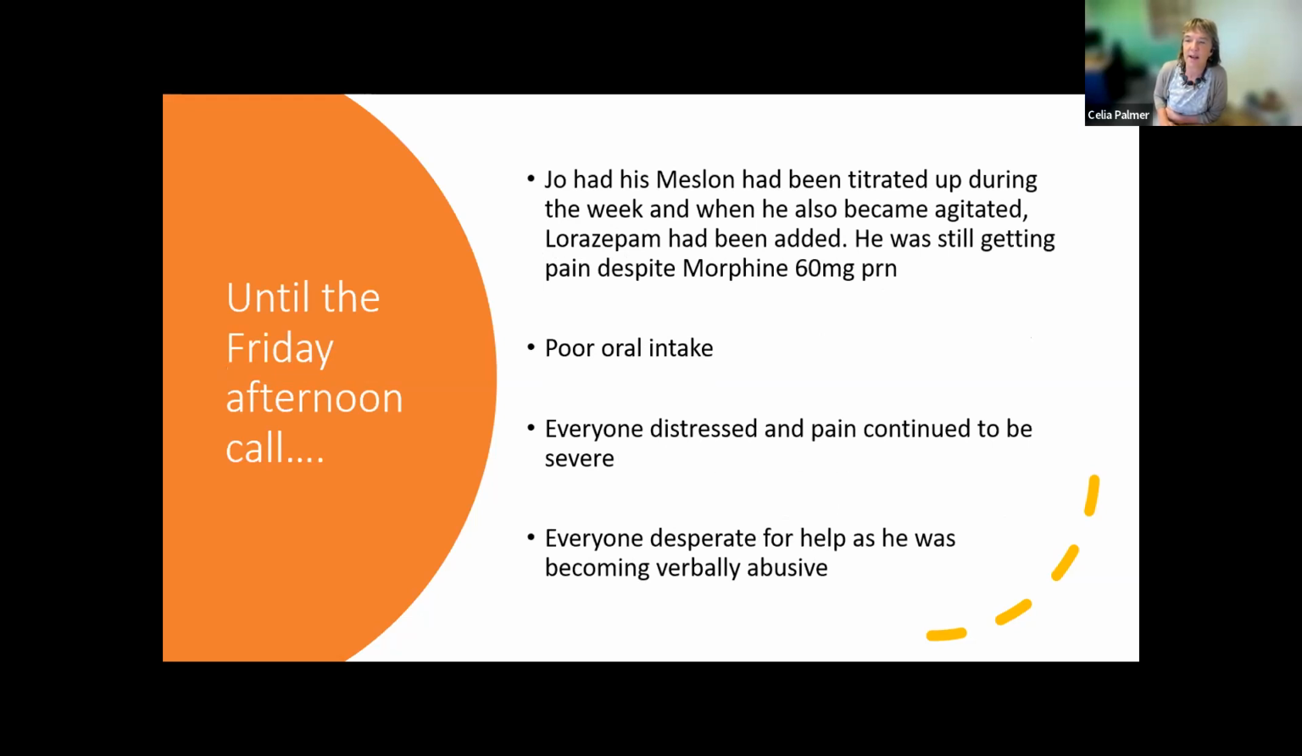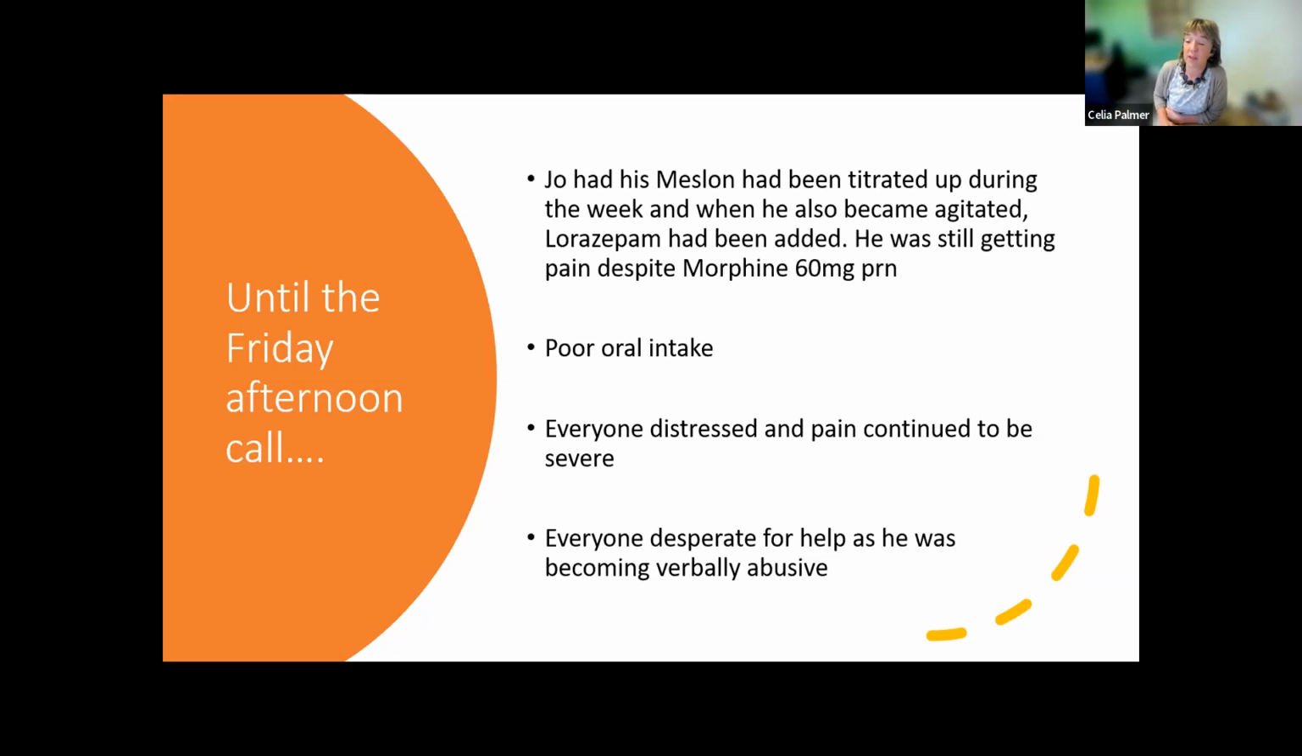Joe had his morphine titrated up during the week, quite aggressively, because he'd become so distressed, and it was felt that this distress was to do with pain. He'd used so many additional PRN medications that had been matched with his long-acting dose, that he'd gone up from 30 milligrams BD to needing 60 as a PRN dose. He'd had poor oral intake.